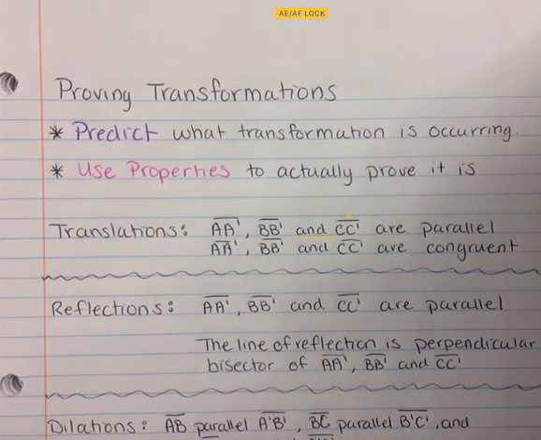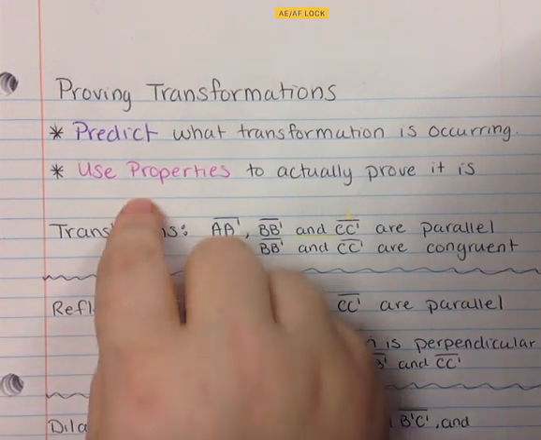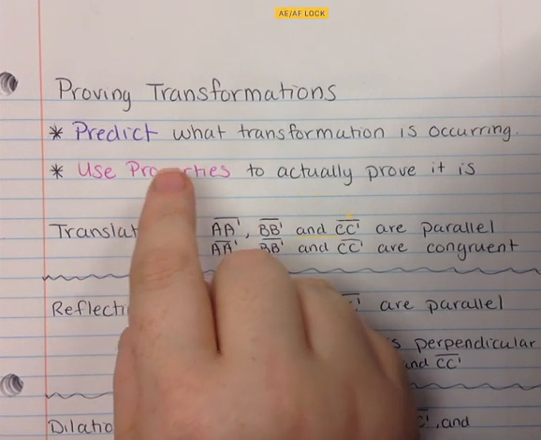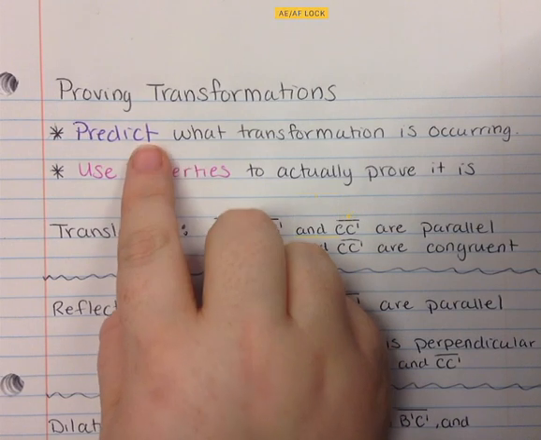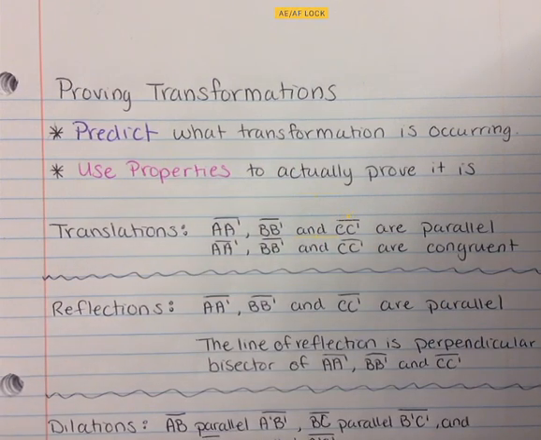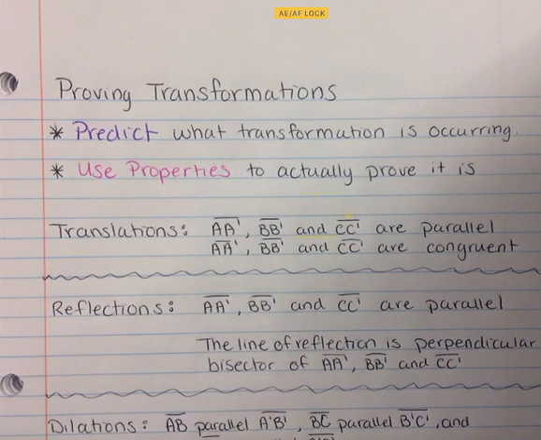But you don't just stop there. When you predict, that's just what it is. It's a prediction. It's what you think is happening. What you want to do is use the properties of the transformations to actually prove it is what you think it is. So if you're predicting it, you actually want to use the properties to in fact prove that it is happening. You don't just want to guess. You want to check to see if it really is. Because if you predict that it's a reflection, but you show that it's not, then your prediction was wrong. And then you can always predict something else. So we're going to use the properties to actually prove that it is, in fact, that transformation.